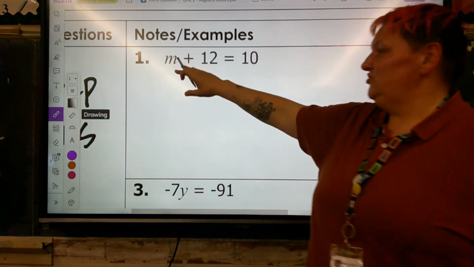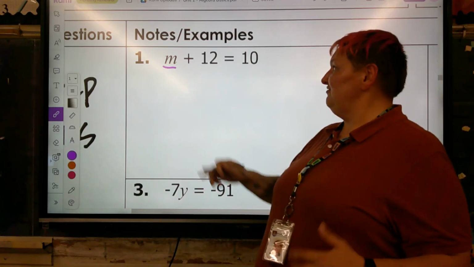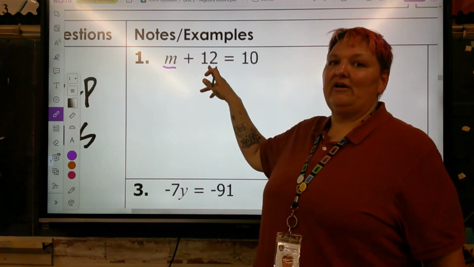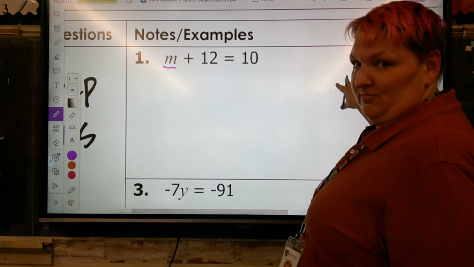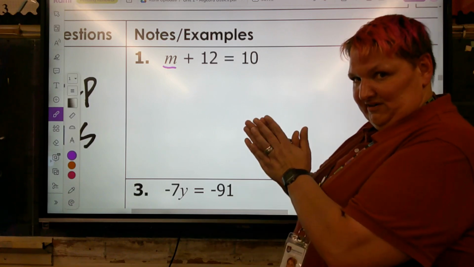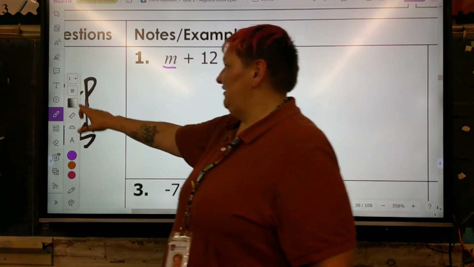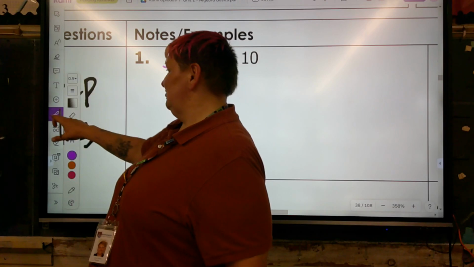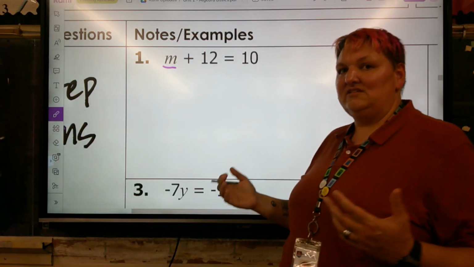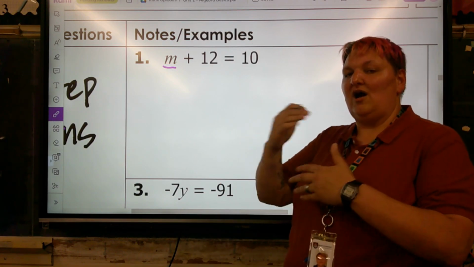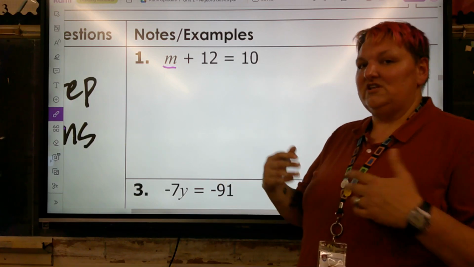Alright, so to isolate the variable, you get it by itself. You have to get rid of everything that's around it. We want the variable on the left by itself and all the numbers on the right combined. You use inverse property to make that happen. So whatever exists, you do the opposite. Addition and subtraction are inverse, they are opposites. Multiplication and division are inverse, they're opposites.